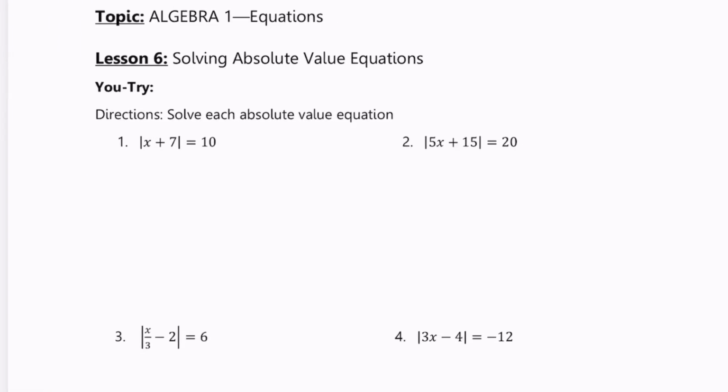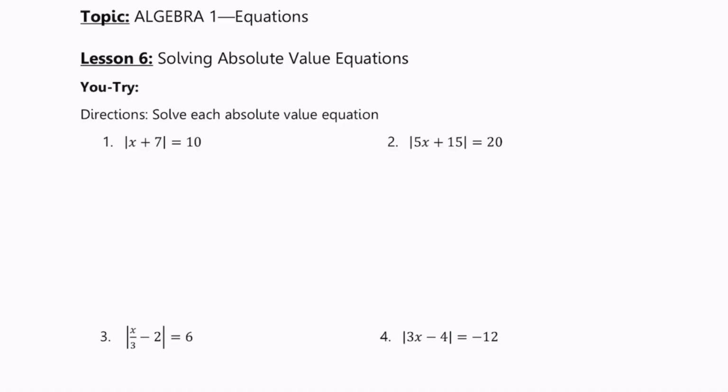Important thing to remember is that for absolute values, we have to set up two separate equations because the absolute value is the distance from 0, and that distance can travel to the right in the positive direction or to the left, the negative direction.